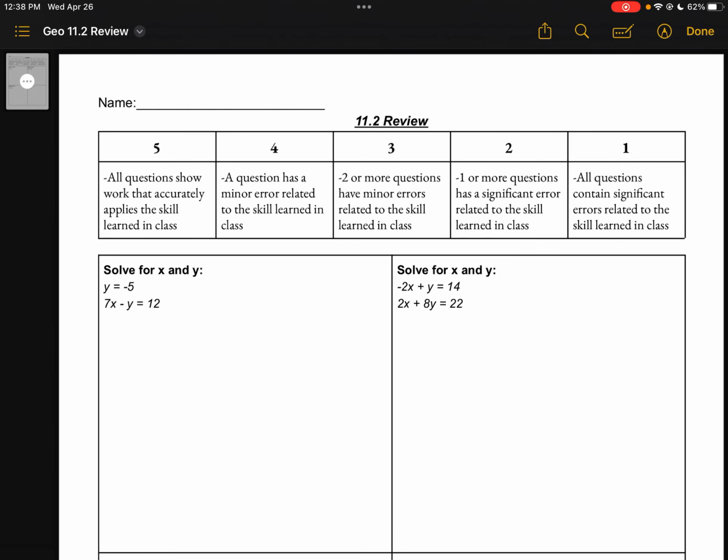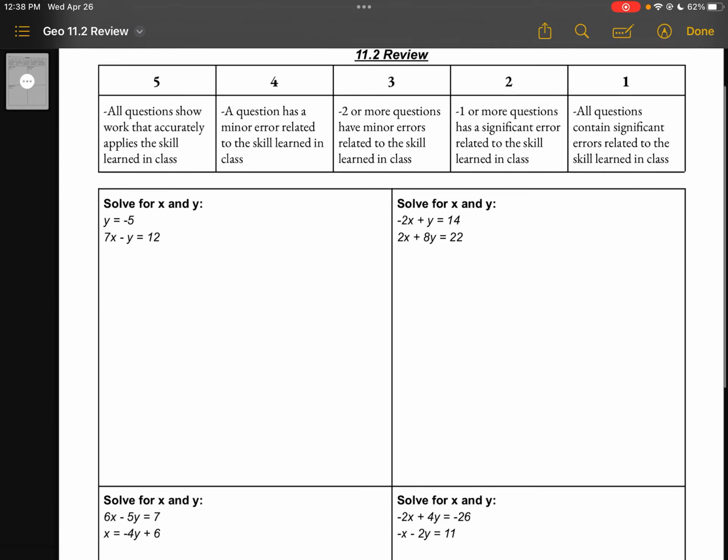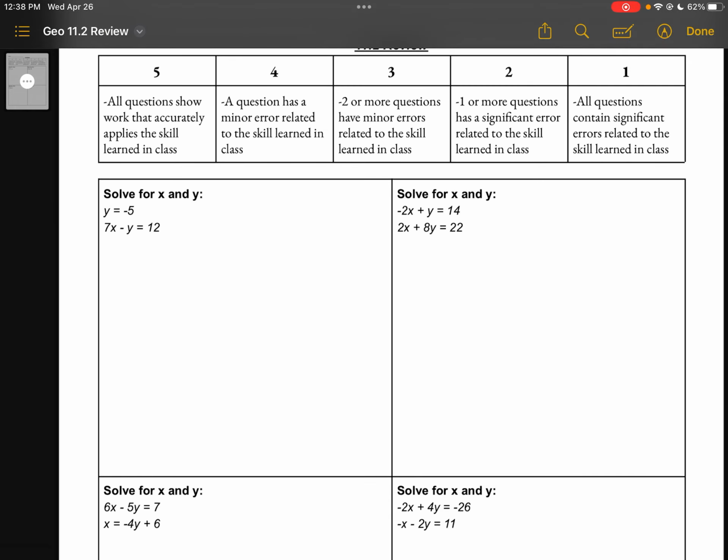All right, so in this video, we're going to be reviewing substitution and elimination on the study guide, hopefully to help you prepare if you are having a hard time getting ready for your quiz. So we have y equal to -5. Anytime you have a variable isolated by itself, it's usually a good idea to plug it in. So in the second equation, instead of y, we're going to write -5 in.